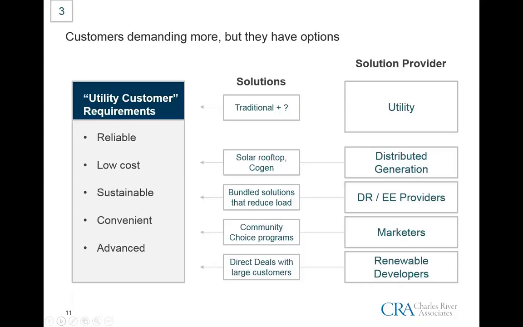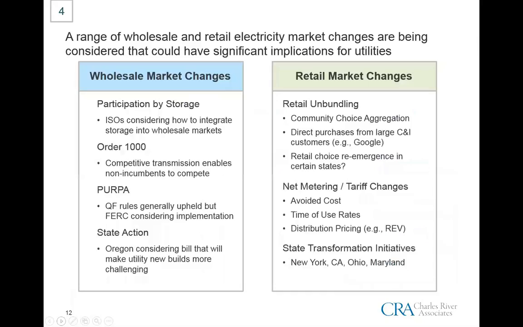Direct deals with large customers, DREE is bundling more solutions, and so on. So there's a lot of question marks around how utilities play in that space, and we'll talk a little bit about that in a second. The fourth driver I wanted to talk about briefly was this range of wholesale and retail electricity market changes that are happening and could have significant implications for utilities.